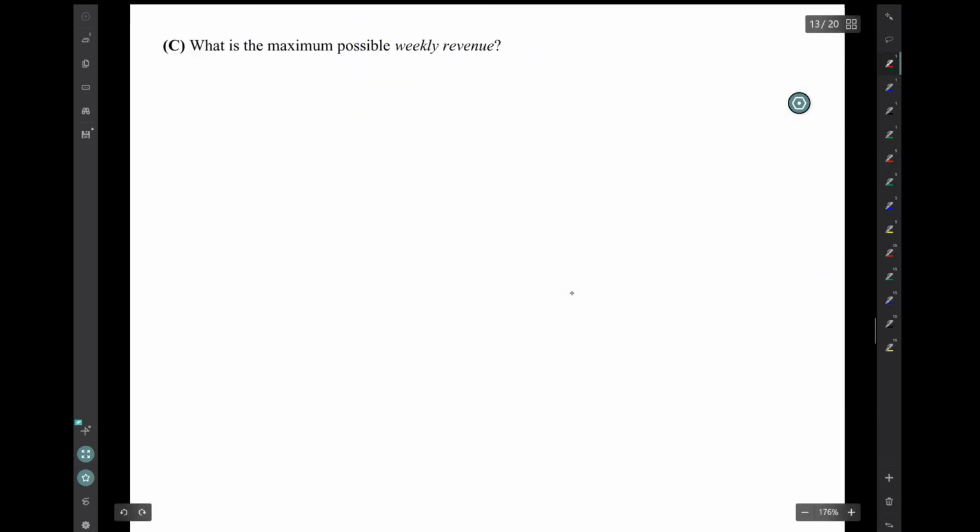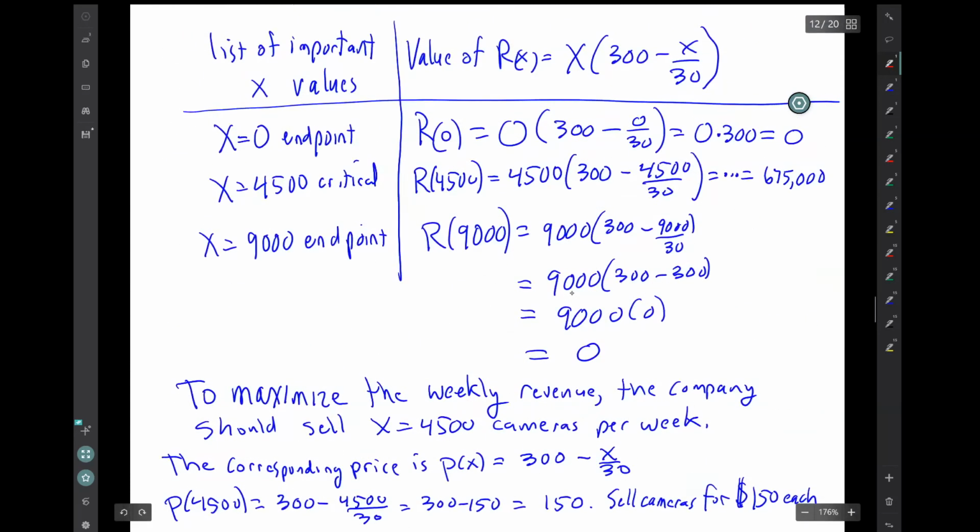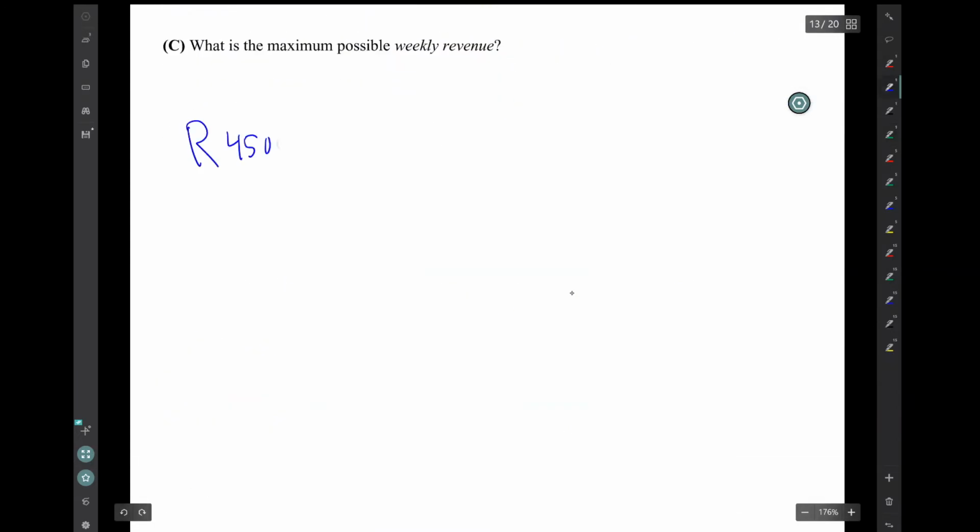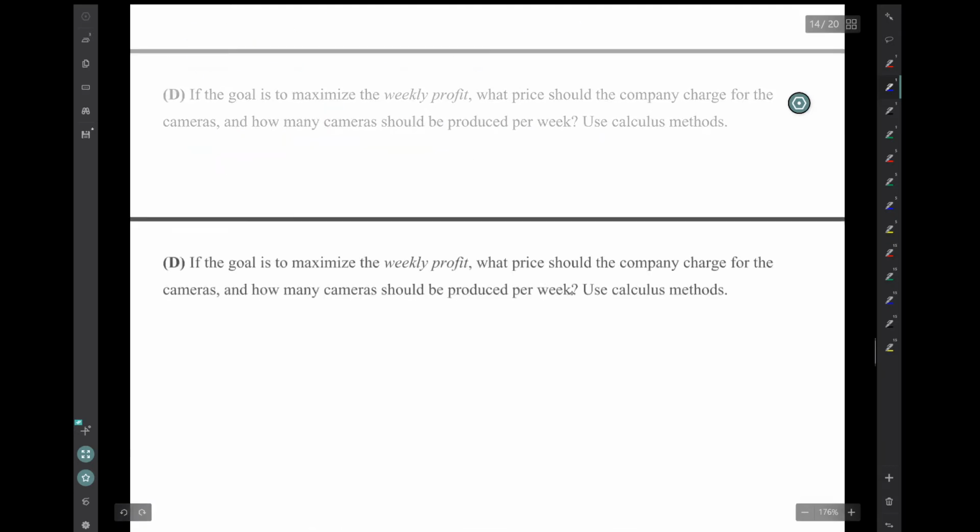Let's go on. Question C is, what is the maximum possible weekly revenue? Oh, well, we've already figured that out. We found this. The revenue when X is 4,500 is $675,000 per week. All right, let's go on.